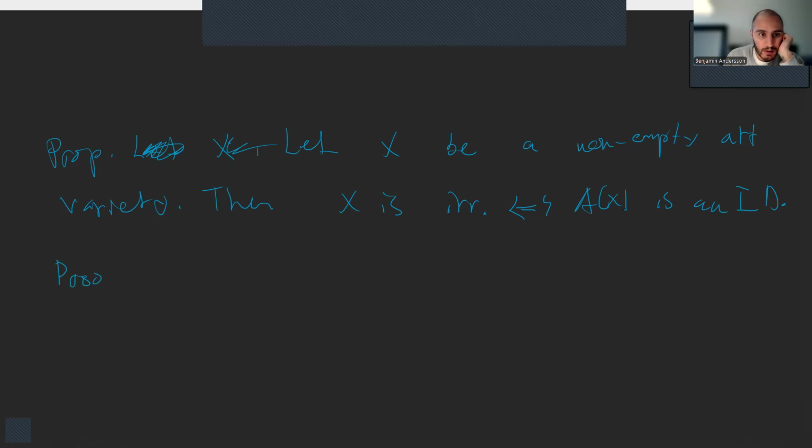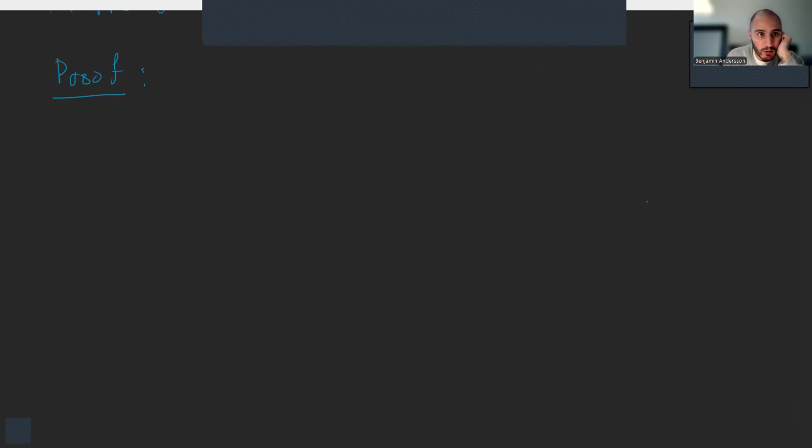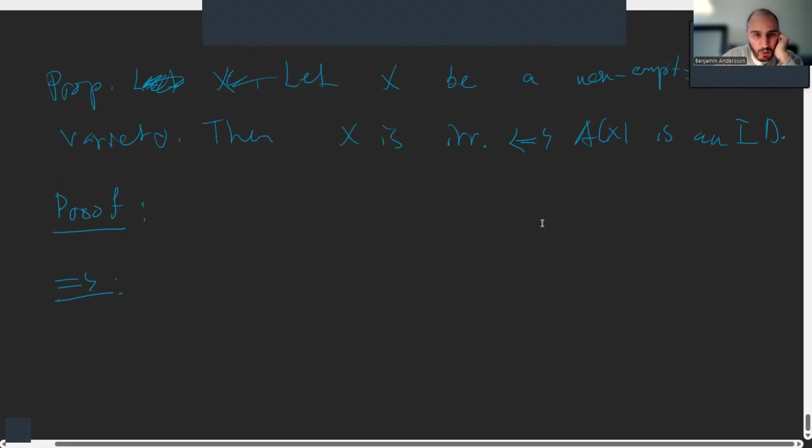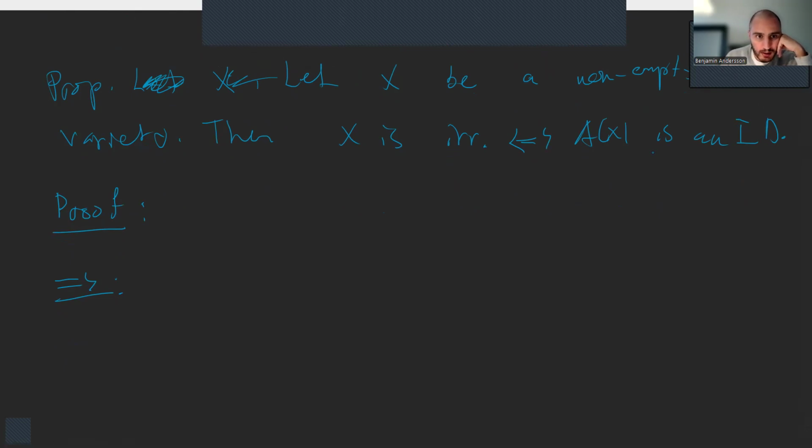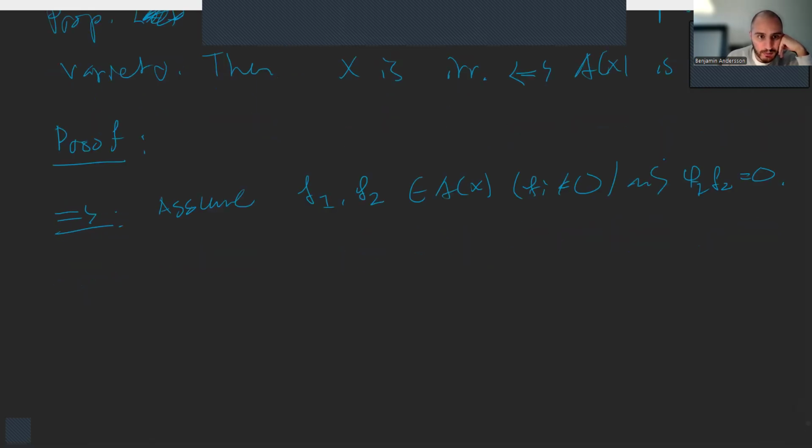And the proof is by contradiction in both directions. To start with, we can start with this direction. We prove the contrapositive. So we want to show that if X is irreducible, then the coordinate ring of X is an integral domain, which is the same as showing the following. Assume we have two non-zero elements such that their product is zero. So we're assuming this is not an integral domain.